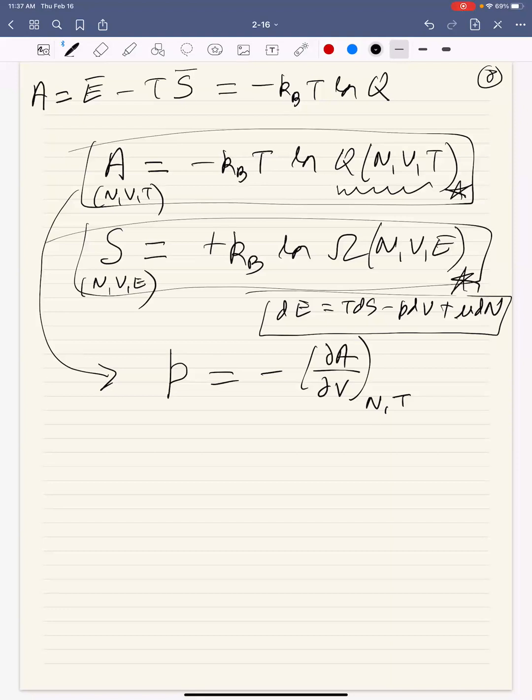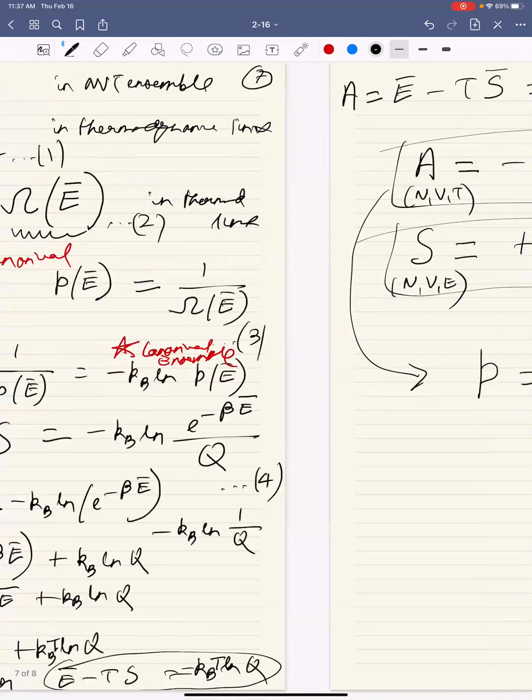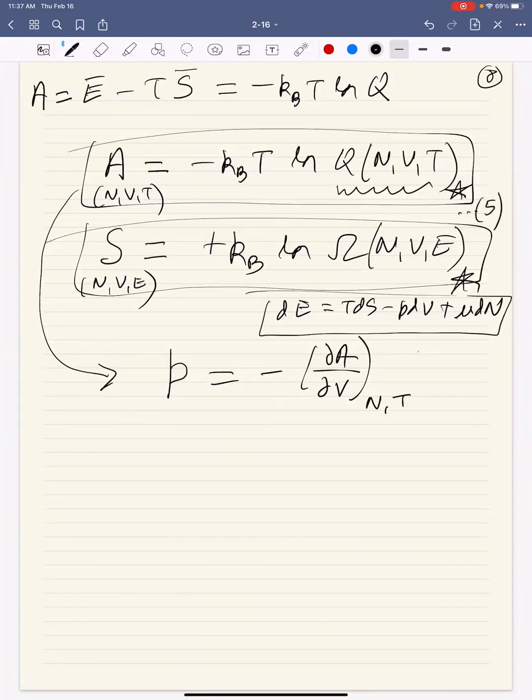For example, you can write down dA is equal to minus PdV minus whatever it is, and get the relation. So P is minus partial A by partial V at constant NT, right? And we just showed that A is equal to minus, let's give it a name. We should call it equation number 5, right? So therefore, P is equal to KBT partial ln Q by partial volume at constant N and T, right? So if you have calculated the canonical partition function, you can calculate all sorts of thermodynamics out of it.